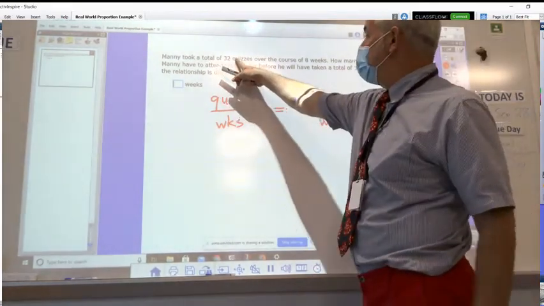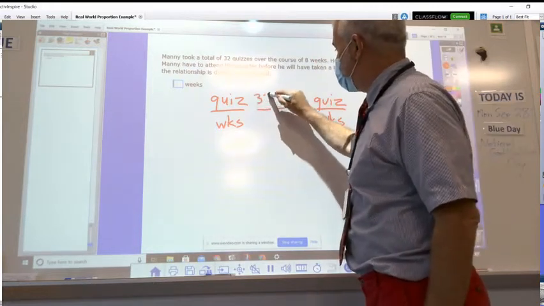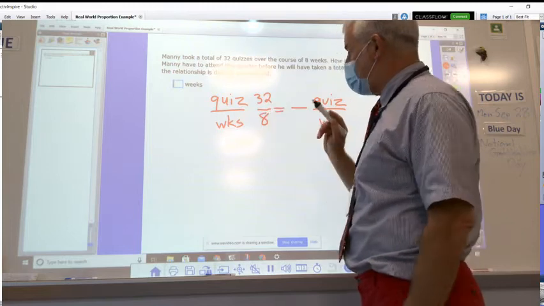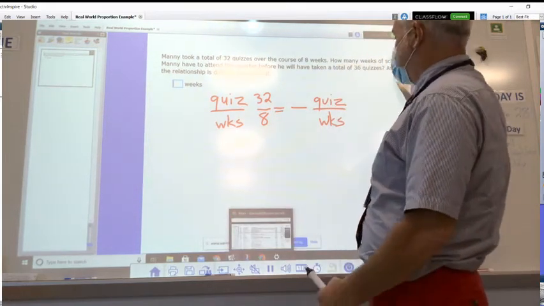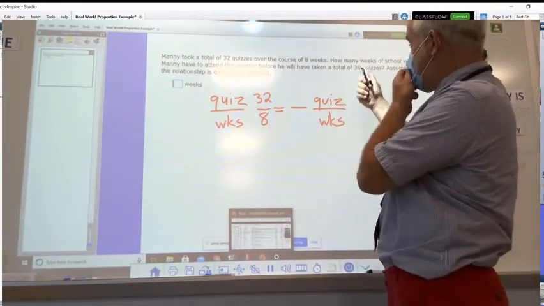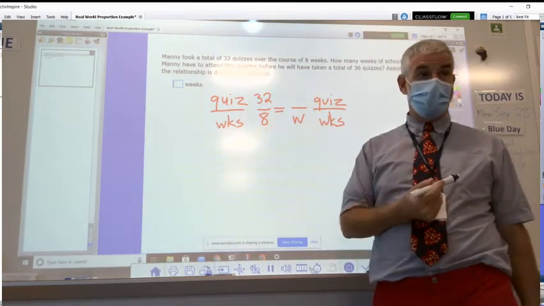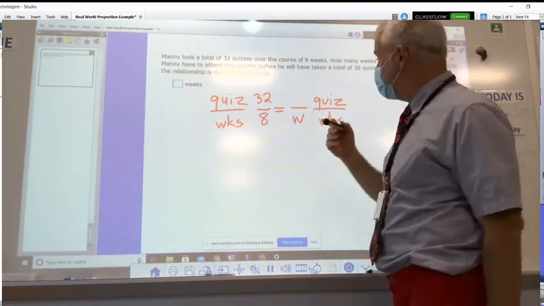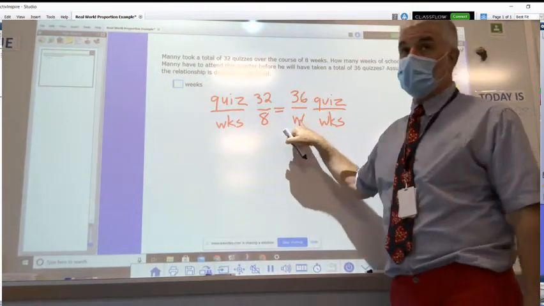Well, 32 quizzes took 8 weeks, so I'll put that on this side: 32 quizzes over 8 weeks. How many weeks will he attend before he has taken 36 quizzes? I don't know how many weeks it is, so I'll use a letter to represent that, a variable. And 36 quizzes takes how many weeks?